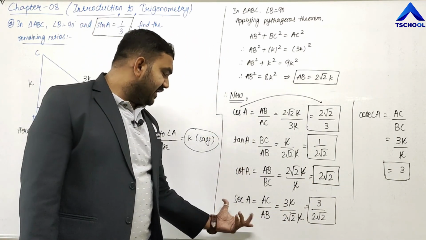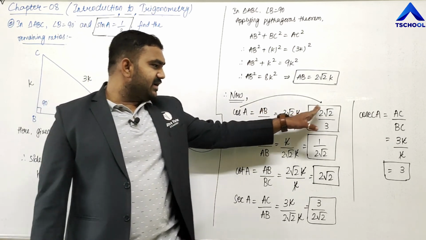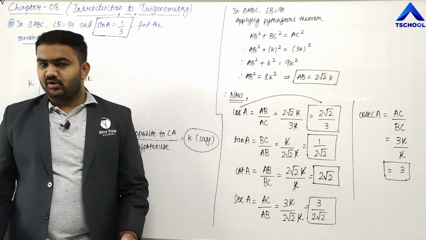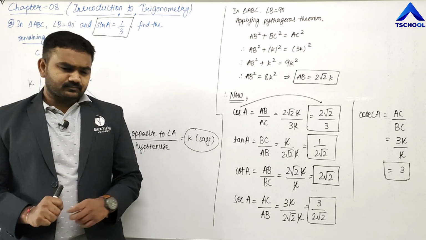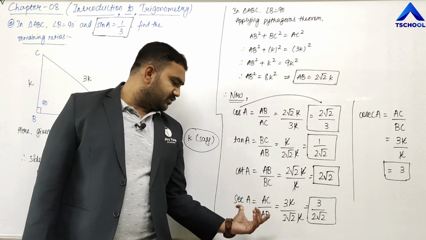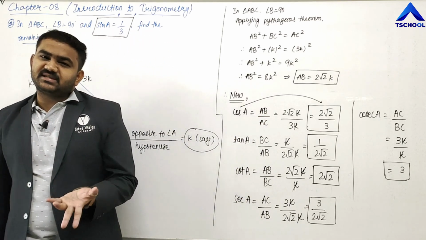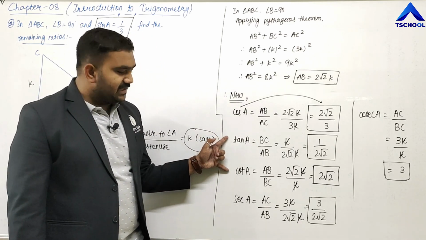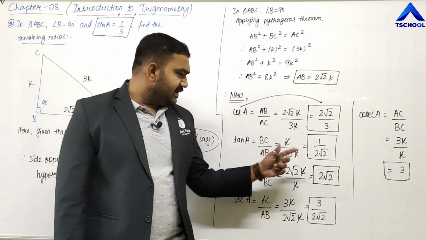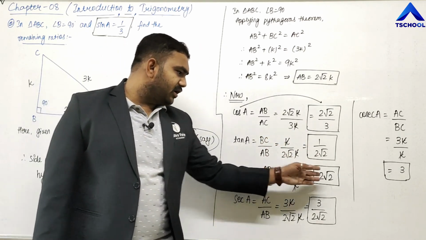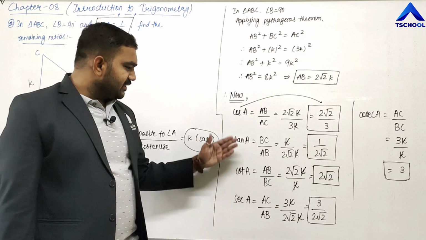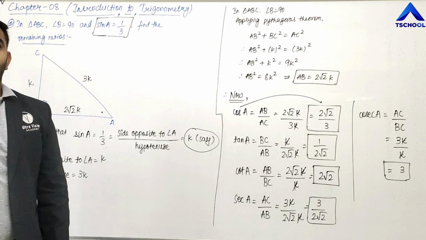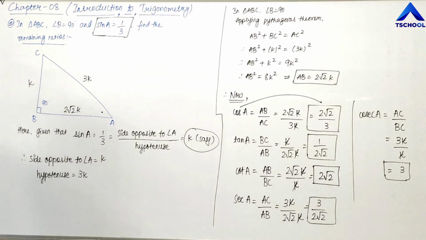Second one, cos A and sec A. Cos A is 2 root 2 upon 3 and sec A is 3 upon 2 root 2. Again, they both are inverse of each other. So you can say that cos A is equal to 1 upon sec A, or sec A is equal to 1 upon cos A, and similar relation between tan A and cot A. So tan A is 1 upon 2 root 2 and cot A is 2 root 2. Again they both are inverse of each other, that means tan A is 1 upon cot A or cot A is 1 upon tan A.